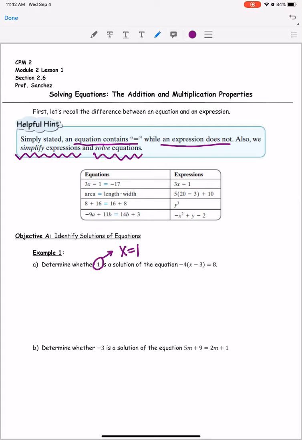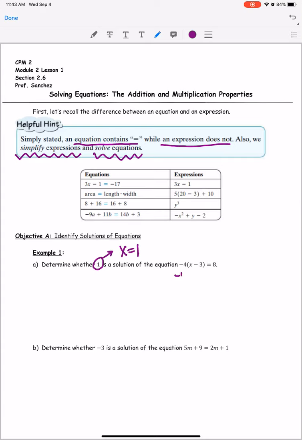We're wanting to know, does this equal? You're going to know if this equals or not if this side here equals the same as this side here. So if we get 8 equals 8, then that's yes, this is a solution. If you get any other number equals 8, then it's no, not a solution. So, since my x is 1, plug this in.